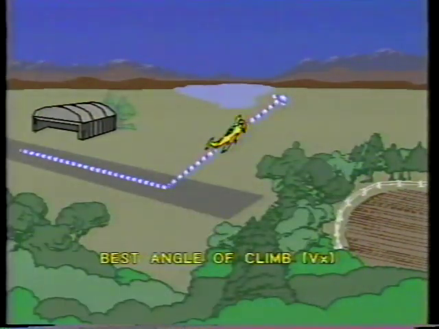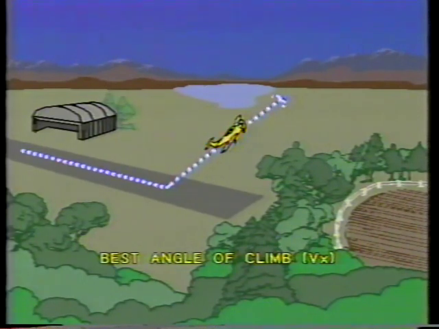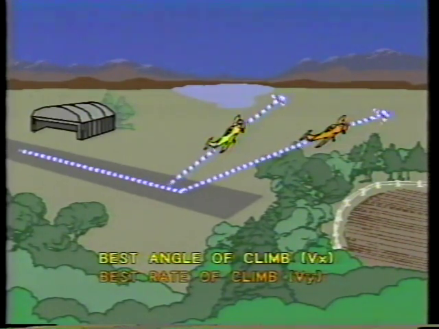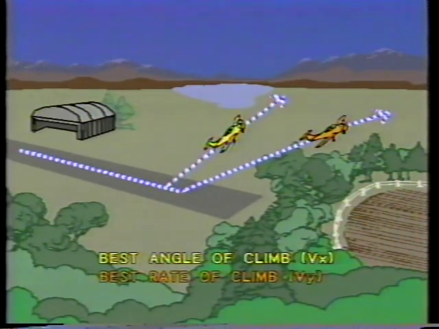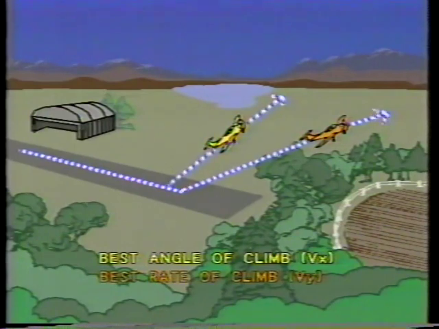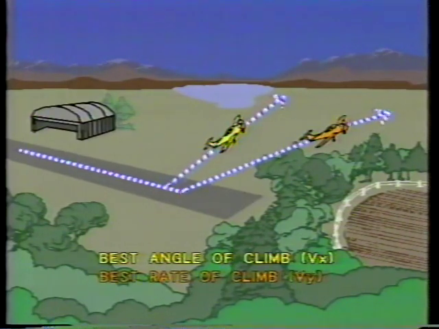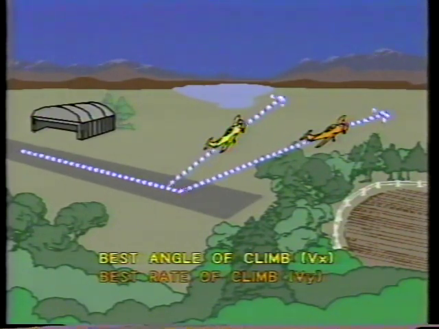The best angle of climb gives the greatest gain in altitude for a given horizontal distance. The best angle of climb speed is Vx. The importance of these two speeds is that Vy, the best rate of climb speed, is used after all normal takeoffs to gain altitude most quickly.